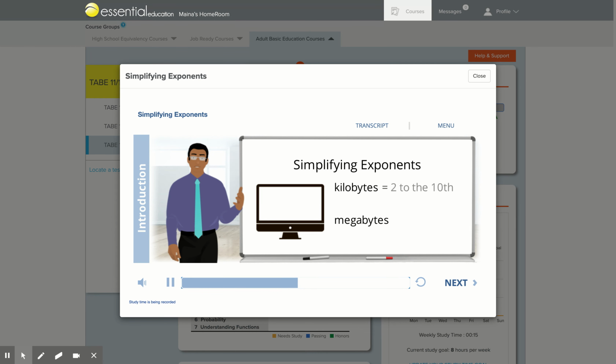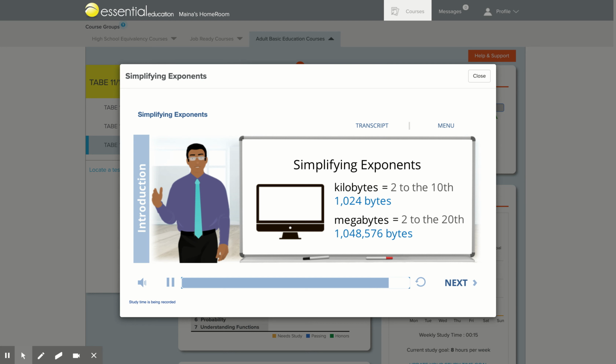You see, a kilobyte is 2 to the 10th power, or 1024 bytes of memory. A megabyte is 2 to the power of 20, which is 1,048,576 bytes of memory. Gigabytes and terabytes are even larger, but it all had to do with exponents. This lesson is about exponents and simplifying expressions with exponents. Let's start from the beginning.